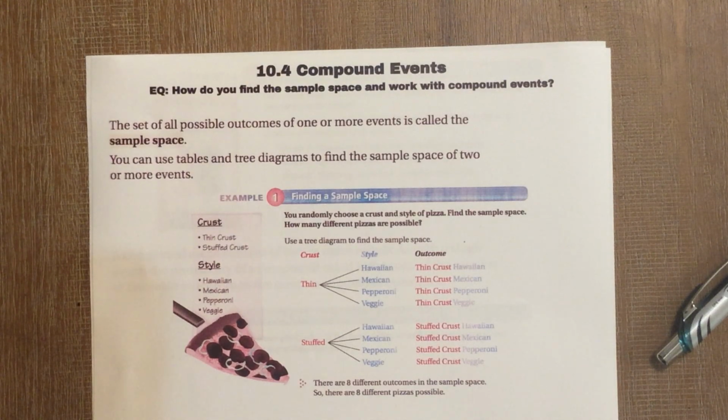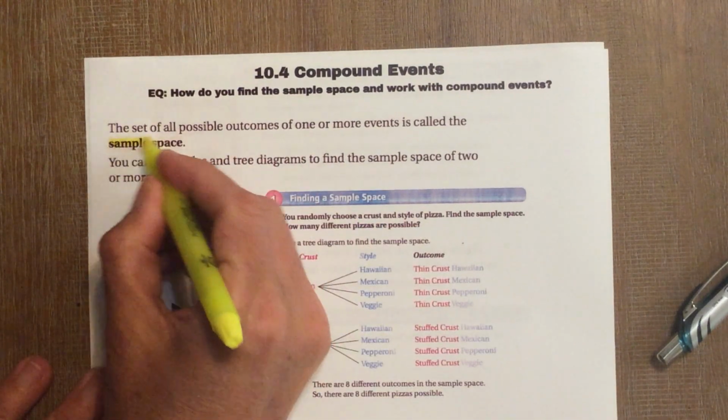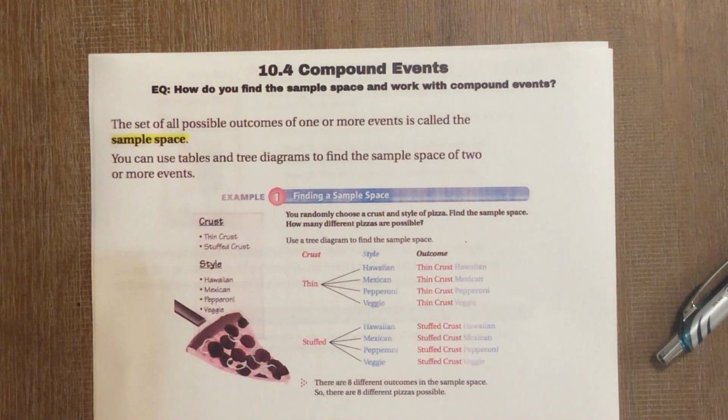So sample space, that's kind of an important piece of vocab here. And my printer is losing all ink colors. That's why everything looks funky, okay? The set of all possible outcomes of one or more events is called the sample space, okay? You can use tables and tree diagrams to find the sample space of two or more events, okay?